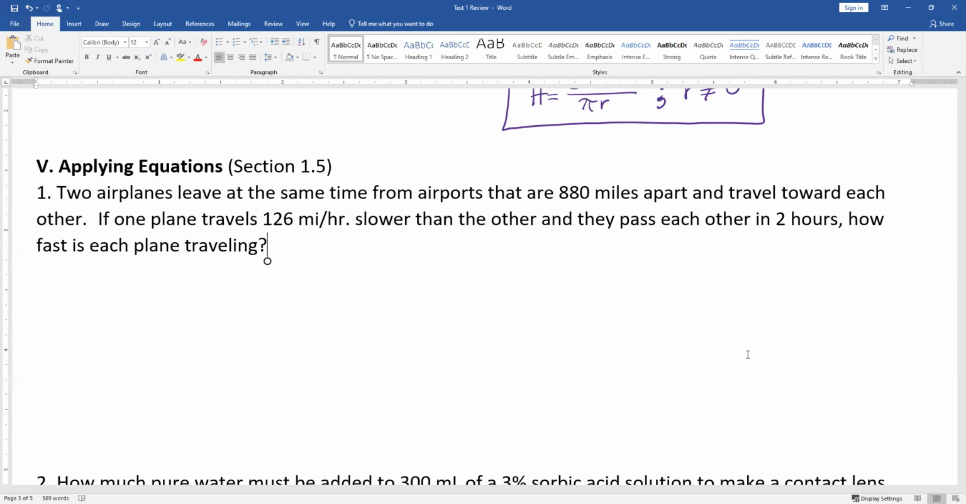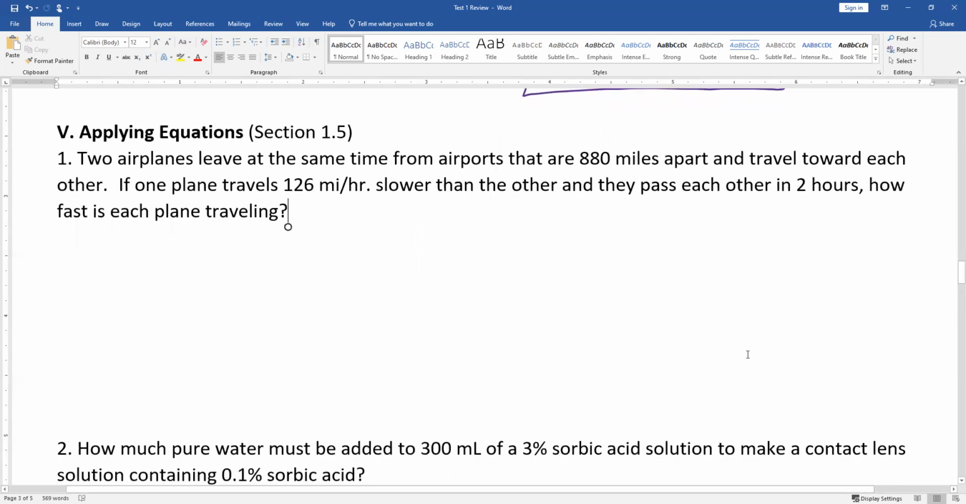That should help. Okay, so this is the section where we had all the word problems that apply to the equations that we learned about in section 1.4. So this first one is our distance equation. What is the distance equation? Right, distance equals rate times time. This is not the absolute value distance that we work with later.